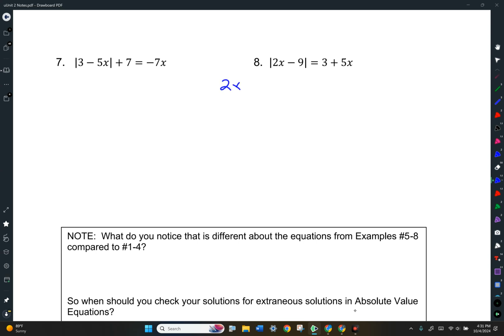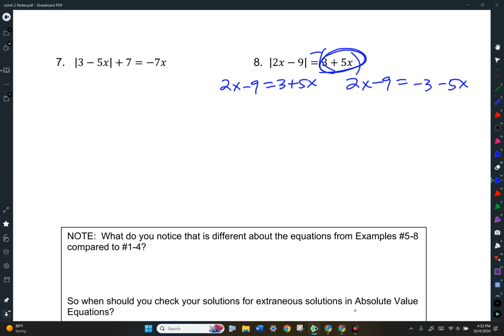Either 2x minus 9 equals exactly what you have on the other side, or 2x minus 9 equals negative of what you have, meaning negative of the whole thing. So if it's negative of the whole thing, it would be negative 3 minus 5x. Okay, so it's positive the entire right side or negative the entire right side. It's not just changing one of the signs.